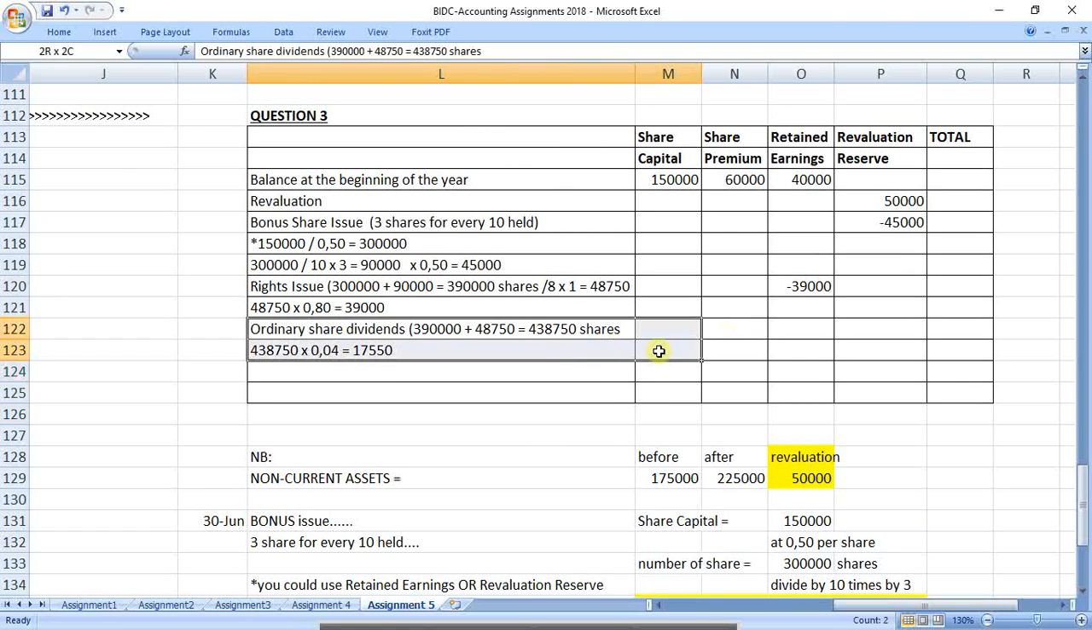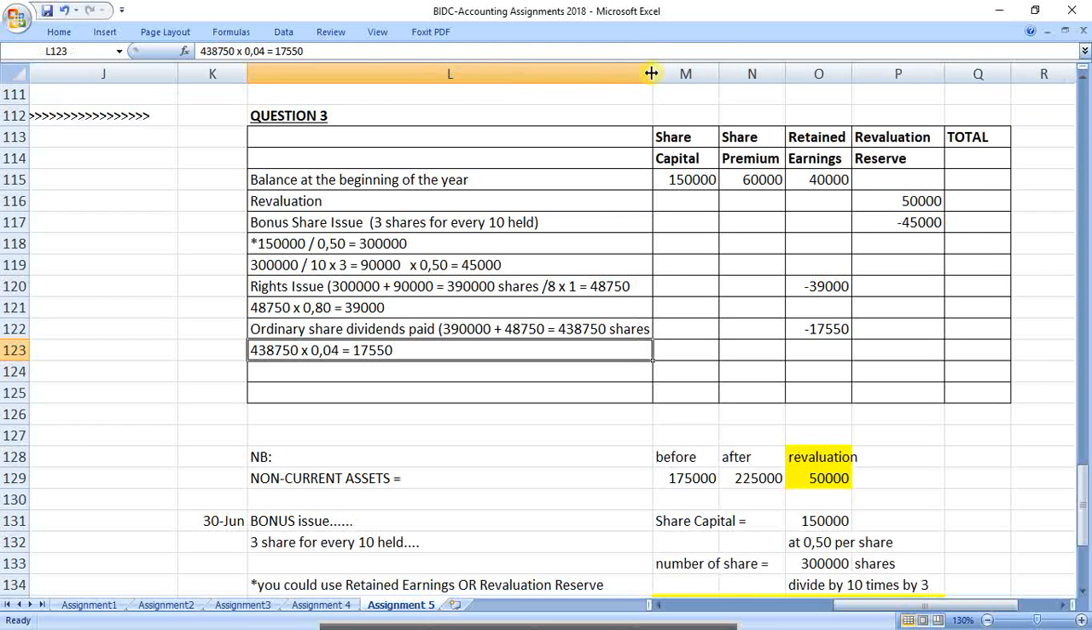Okay, so where is the ordinary share dividends going to come out of? The retained earnings. That will definitely come out of there. So minus 17,550. Maybe just add the word paid here. Ordinary share dividends paid. Okay, because you have paid this. They said it was paid. It wasn't distributable, hey? Let's read it again. All shares in issue. Yeah, they said the company paid a dividend. So that's fine.